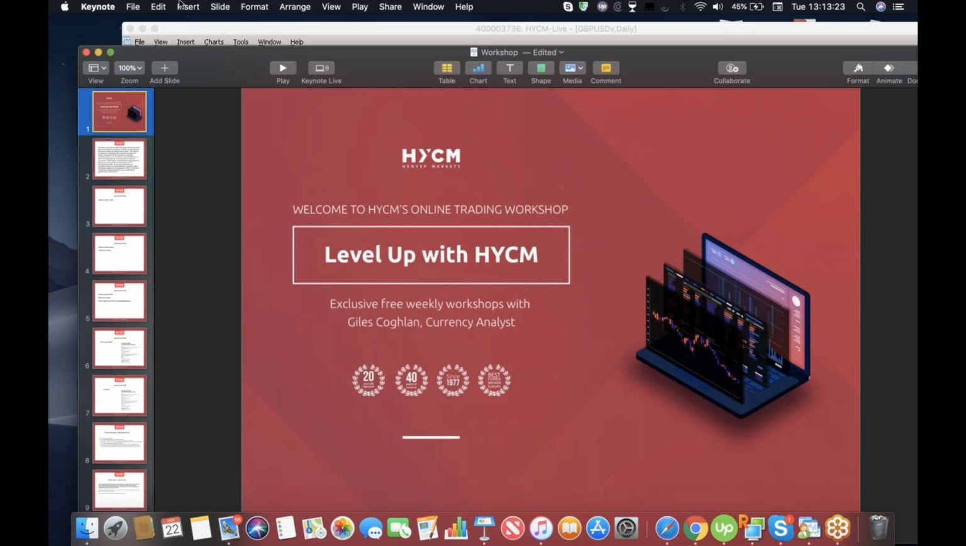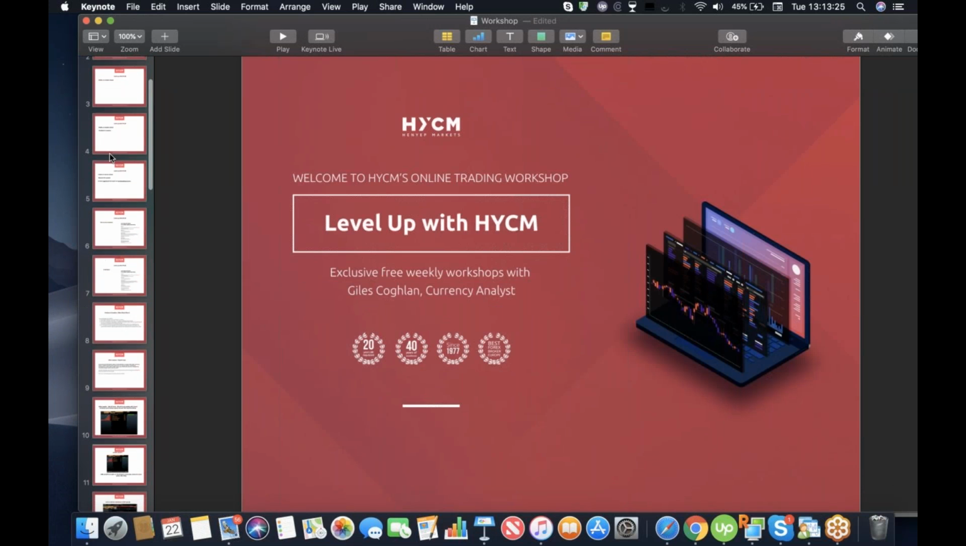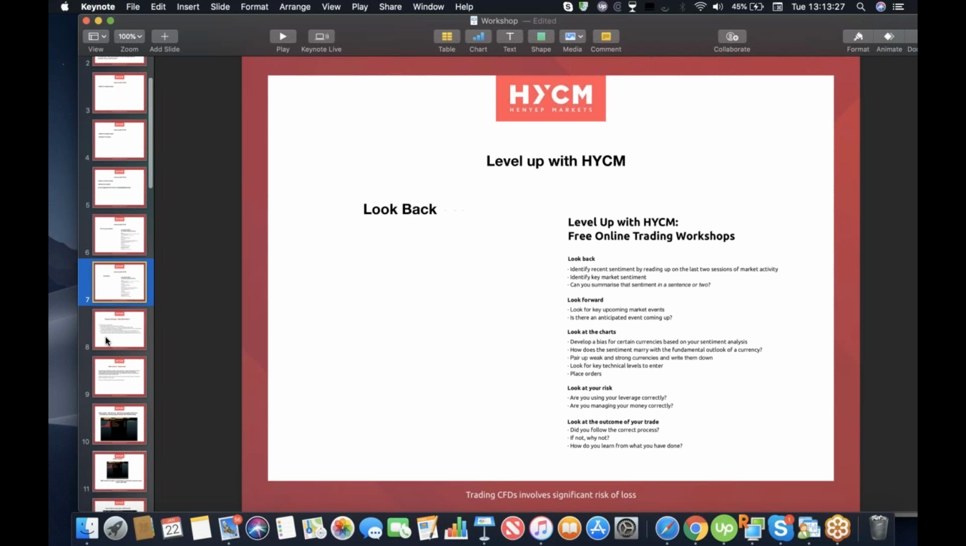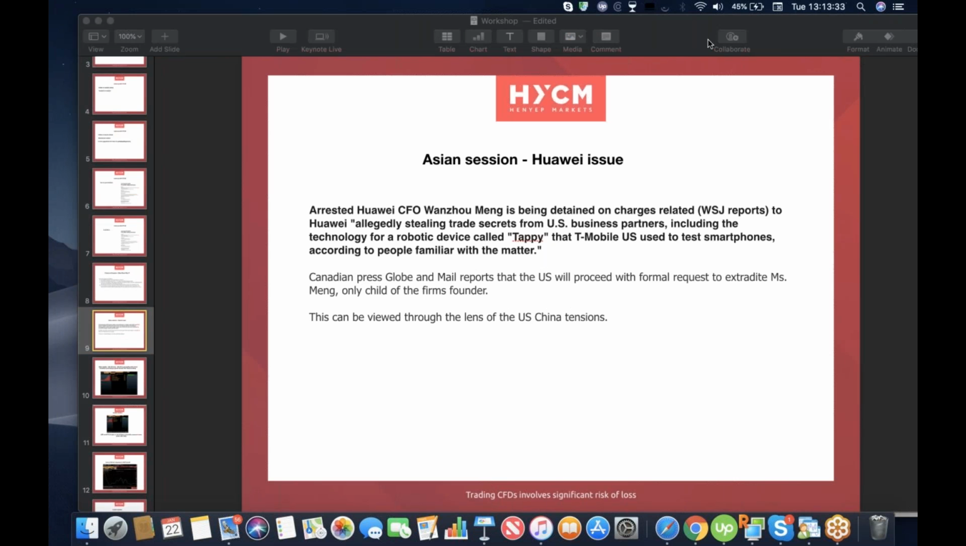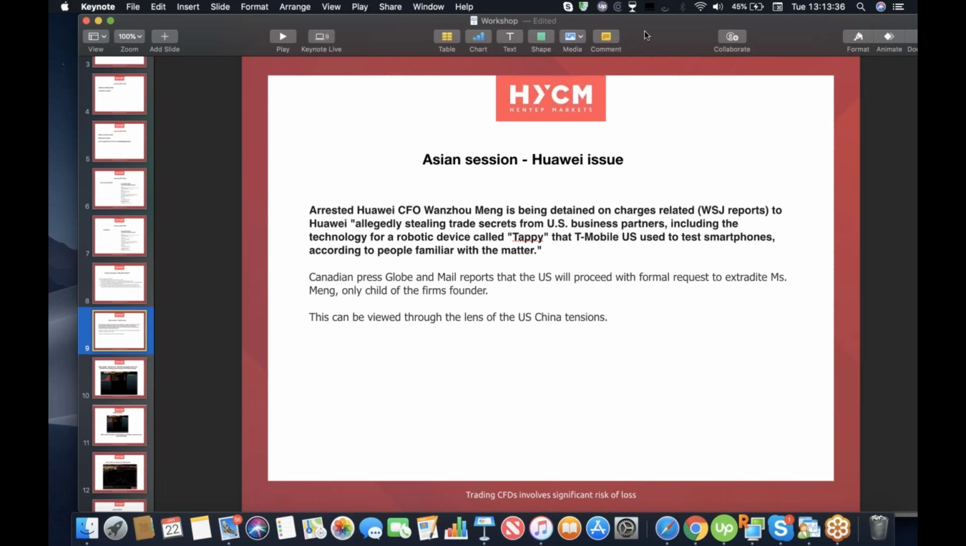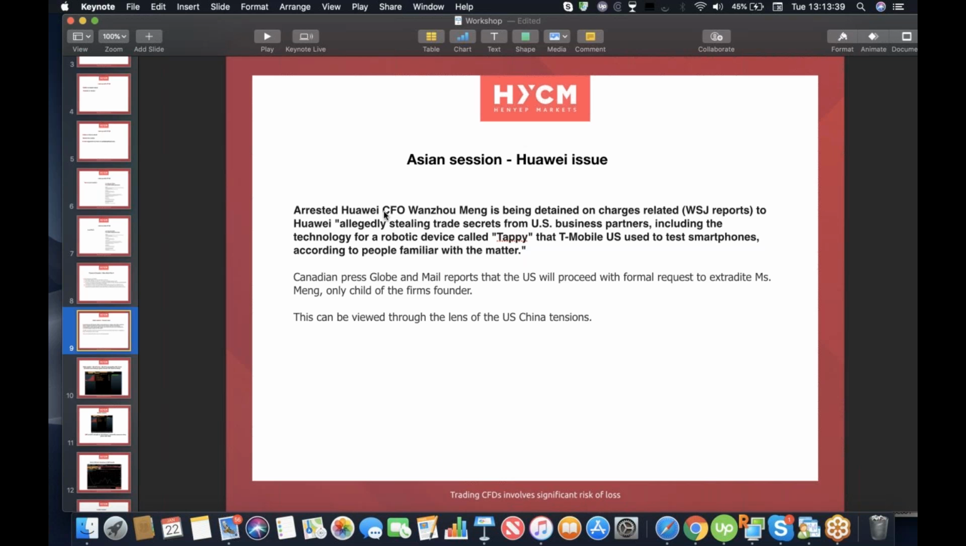Now, going on to the next section. So we had this, and then we had the Asian session. During the Asian session, there was one key piece of news, and it was to do with the CEO of Huawei, someone called Meng. She's being detained on charges related to apparently stealing trade secrets from US business partners.